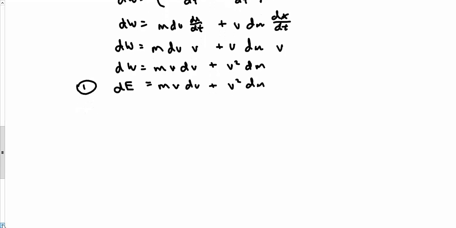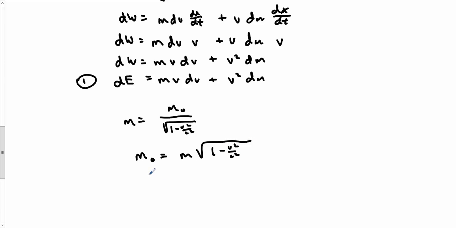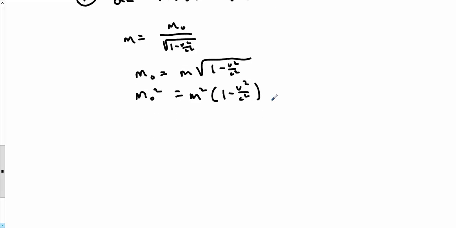Now we're going to use the relativity formula for mass. Mass is equal to m0 over the square root of 1 minus v squared over c squared. So m0 equals m times the square root of 1 minus v squared over c squared. I'm going to square both sides, so m0 squared equals m squared times (1 minus v squared over c squared). Then I'm going to multiply everything by c squared, so I get m0 squared c squared equals m squared (c squared minus v squared).